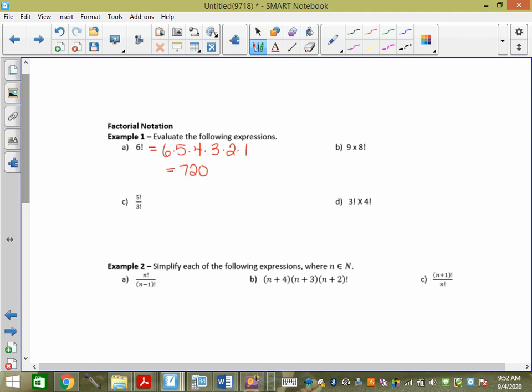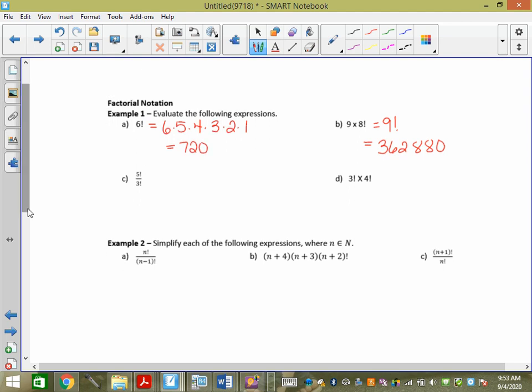Nine times 8 factorial is actually a weird way of just writing 9 factorial. Because you would go 9 times 8 times 7 times 6 times 5 times 4 times 3 times 2 times 1. Blast off, right? So this is actually the same as 9 factorial, which I don't know what that is. 362,880. Yes.